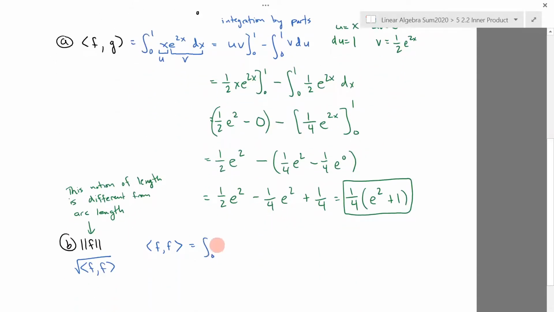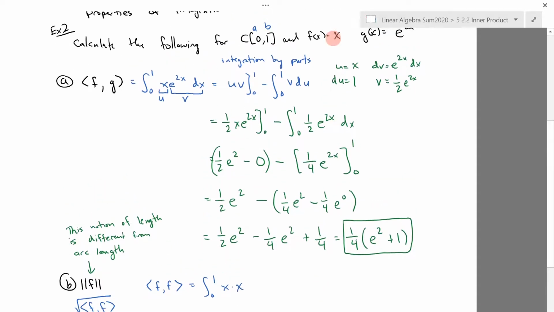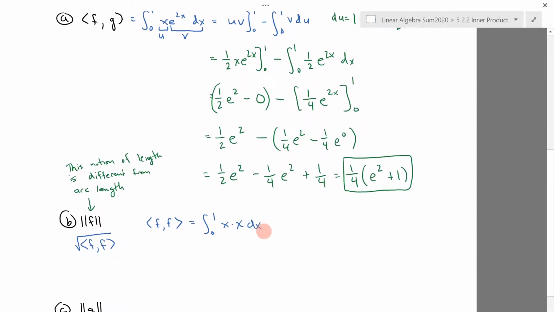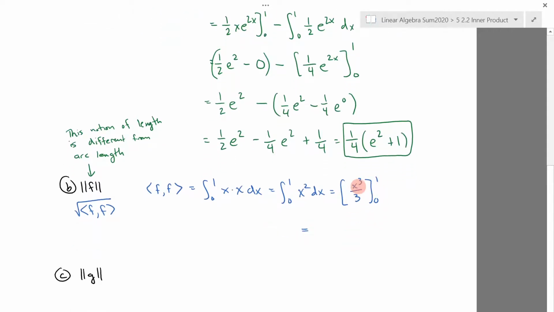So this is the integral from 0 to 1, x times x, because f of x is the function x. So x times x is just x squared. And so the antiderivative of x squared is x cubed over 3. Need to evaluate from 0 to 1. So plugging in 1, you get 1/3. Plugging in 0, you get 0. So this is 1/3. So the inner product of f with itself is 1/3.